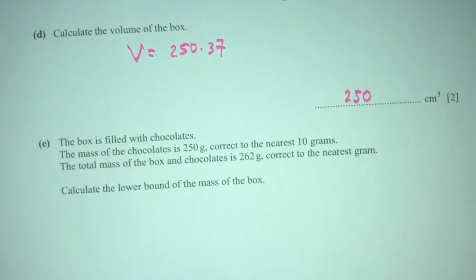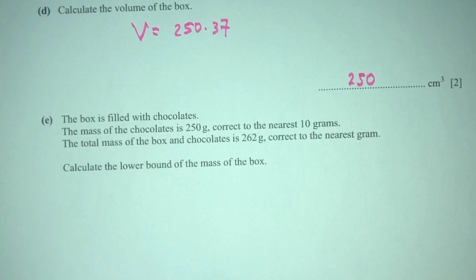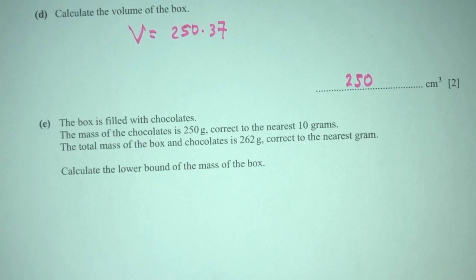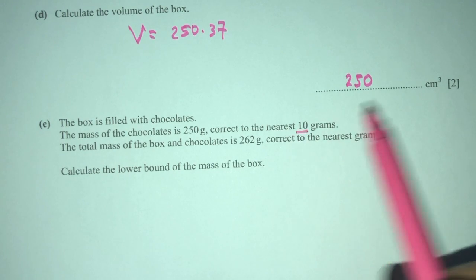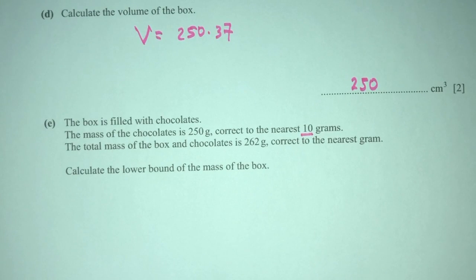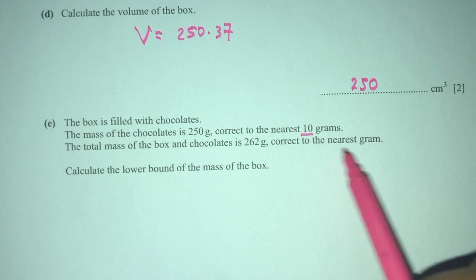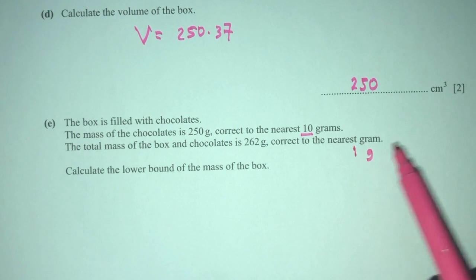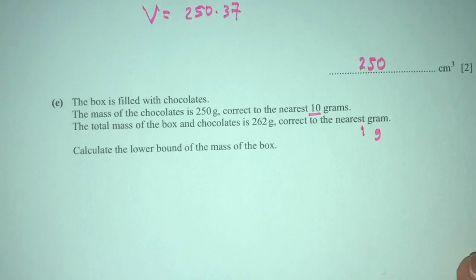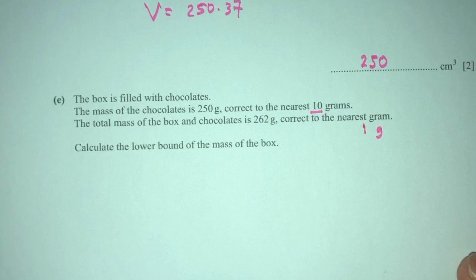Now let's move on to question part E. The box is filled with chocolates. Now, the mass of the chocolates is 250 grams, correct to the nearest 10 grams. And the total mass of the box and the chocolates is 262 grams, correct to the nearest gram. When they say this, it is basically the nearest 1 gram. Okay, cool. So now we have to find the lower bound of the mass of the box.